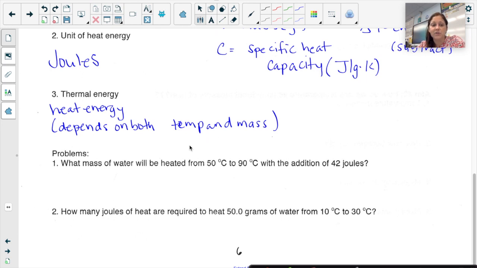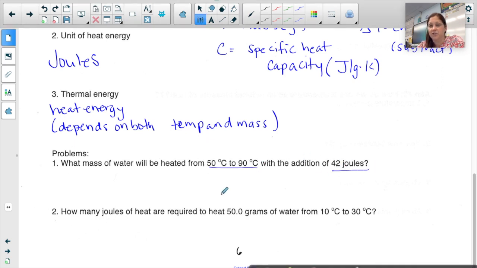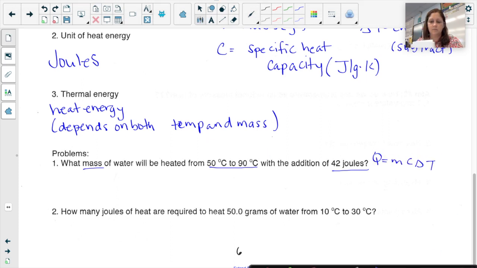So for a calorimetry problem, what you'll see is something like: what mass of water will be heated from 50 degrees Celsius to 90 degrees Celsius with the addition of 42 joules? They mentioned mass, they mentioned heat, they mentioned temperatures. So we're going to use this formula, Q equals mc delta T.